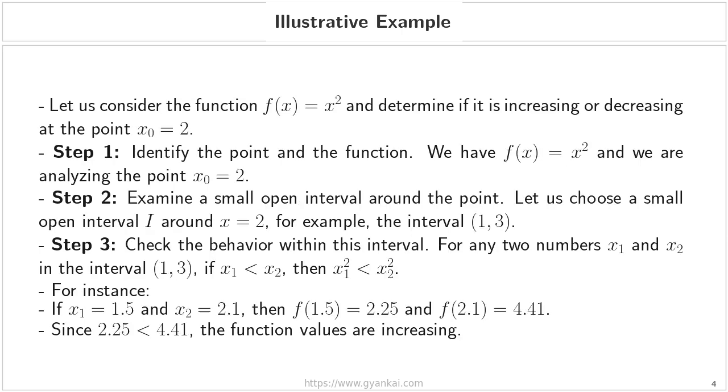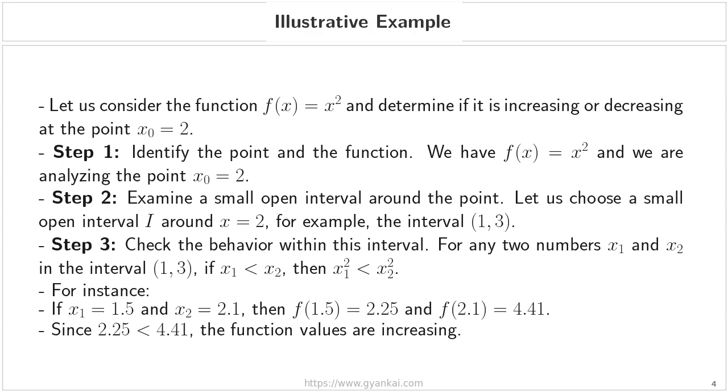In step 3, we check the behavior of the function within this chosen window. We want to verify if for any two numbers, x1 and x2, within the interval from 1 to 3, the condition holds that if x1 is less than x2, then x1 squared is also less than x2 squared.